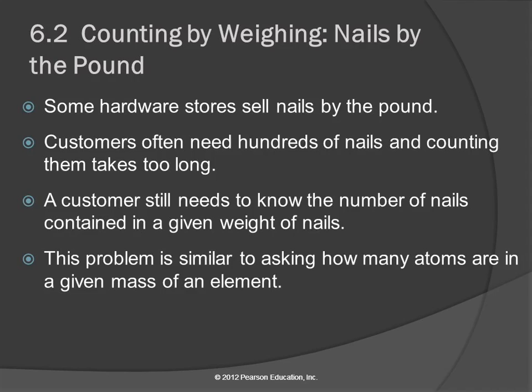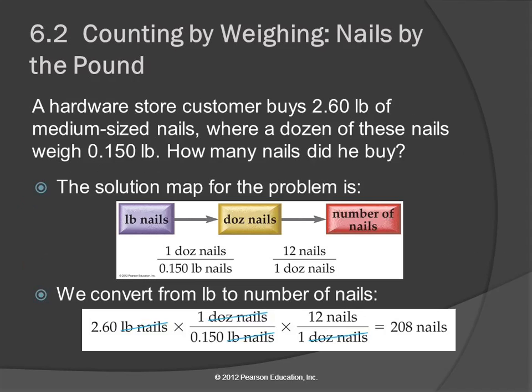And we do a similar process to help us count atoms, because atoms are far too small to count. We can't count them. But if we know how much they weigh, we can figure out how many are in a given sample by looking at their mass.